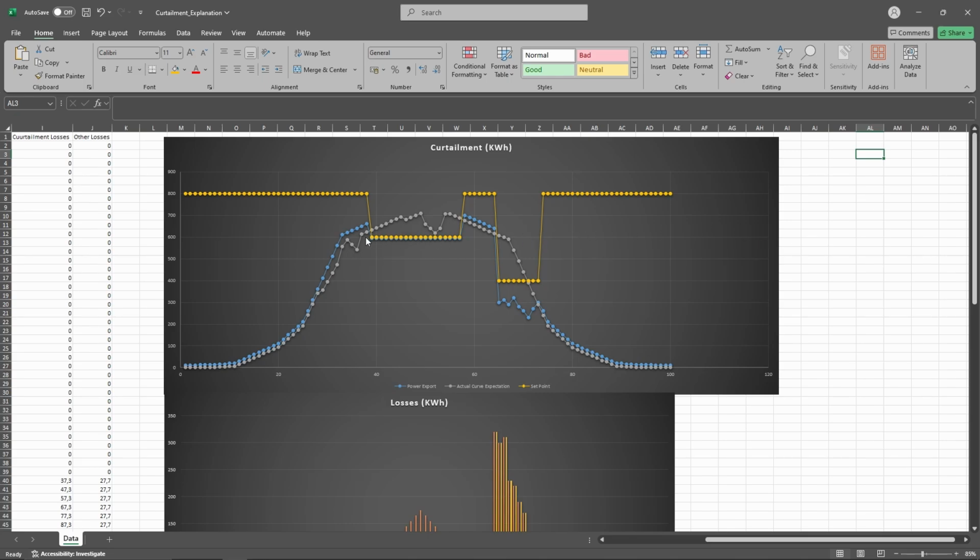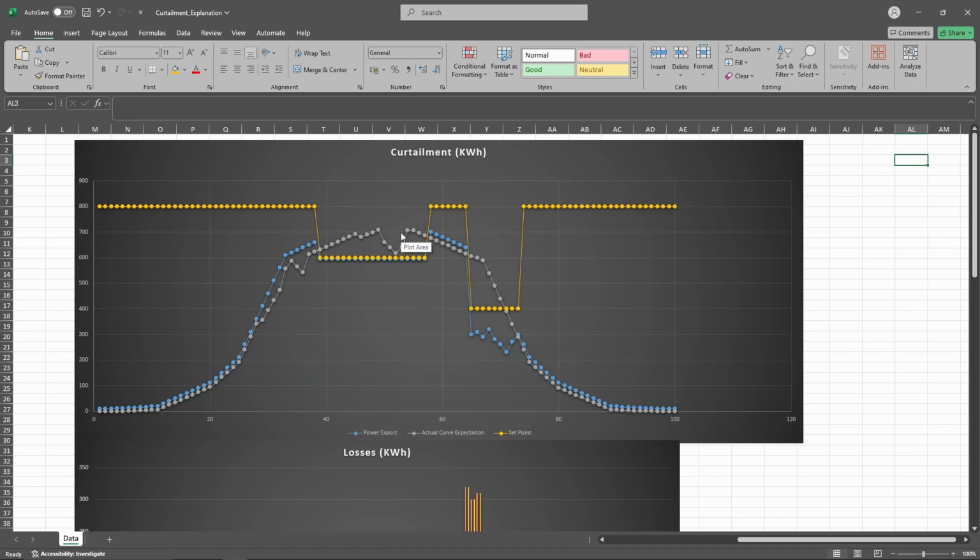So we have two active set points. We have this one and this one. Let's focus on the first one. We go here where the set point is active. What do you think? Is there a curtailment or is there not? If you think about the things we talked about before, it will be easy.